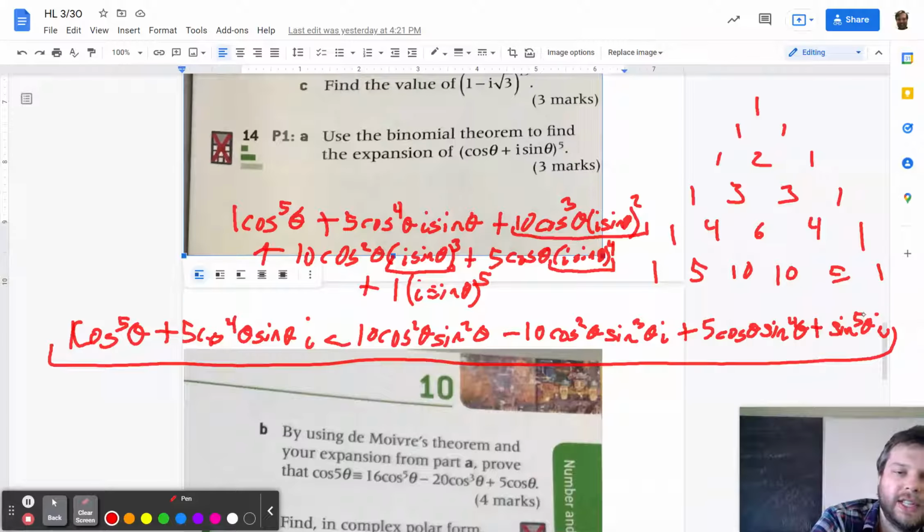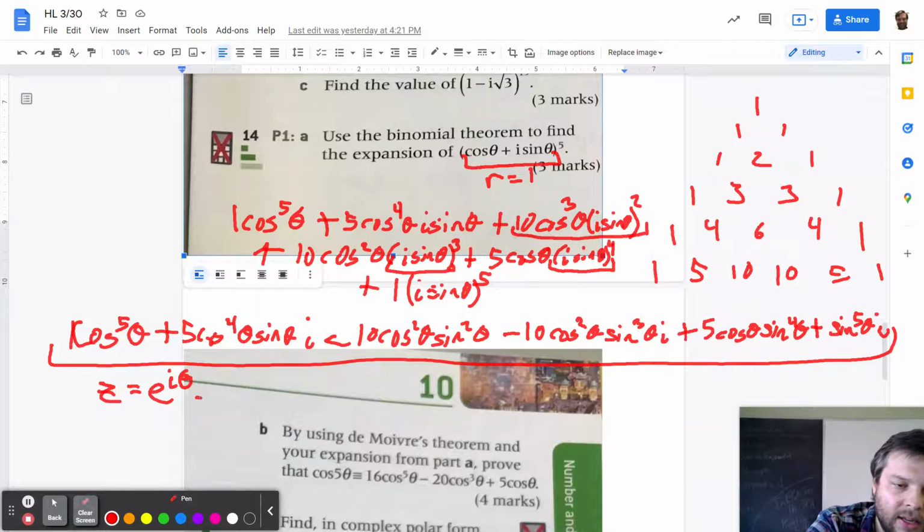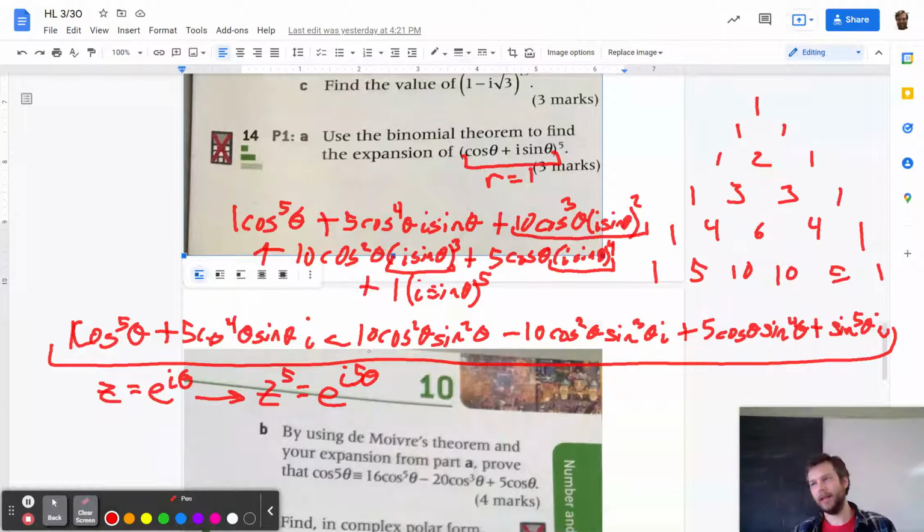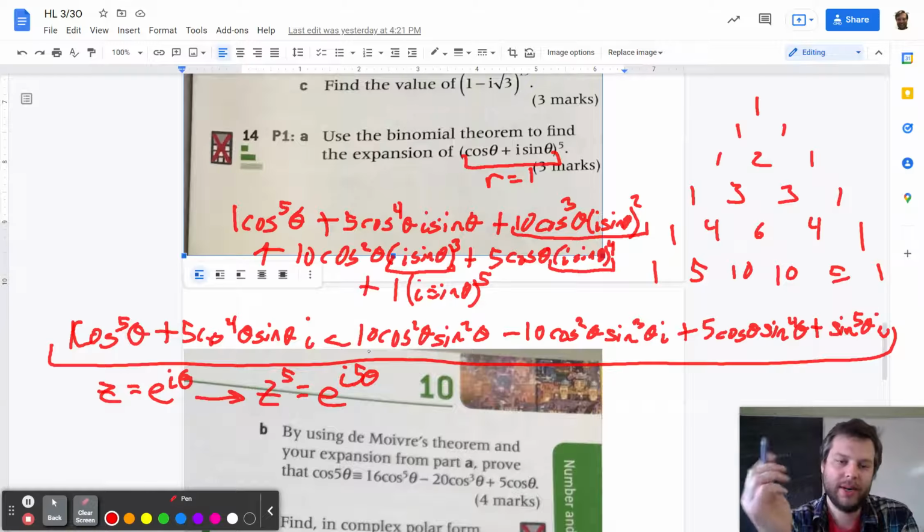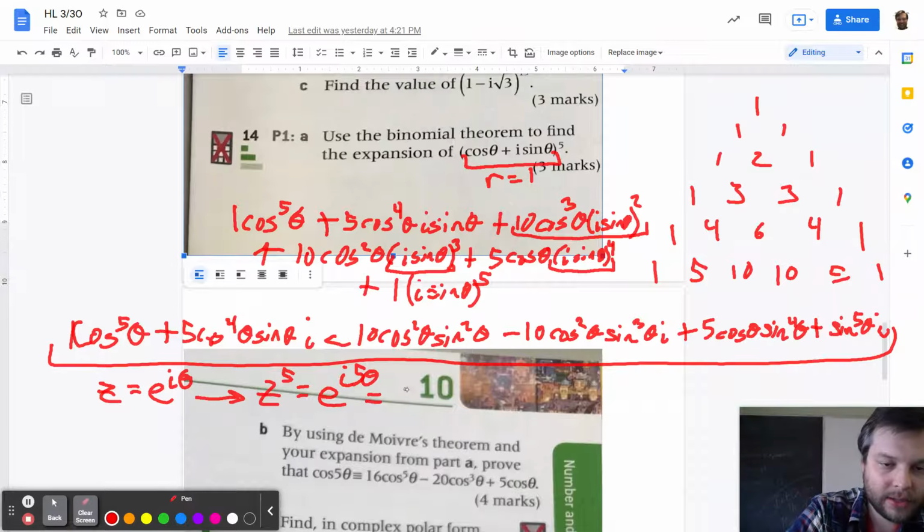And what I want you to notice is that the original complex number here has an r value equal to 1. And so that means that we can think of our complex number as just being z equals e to the i theta. Therefore, z to the fifth is equal to e to the i times 5 theta. And then we can write that in that cis format. In other words, it's cosine of 5 theta plus i sine of 5 theta.